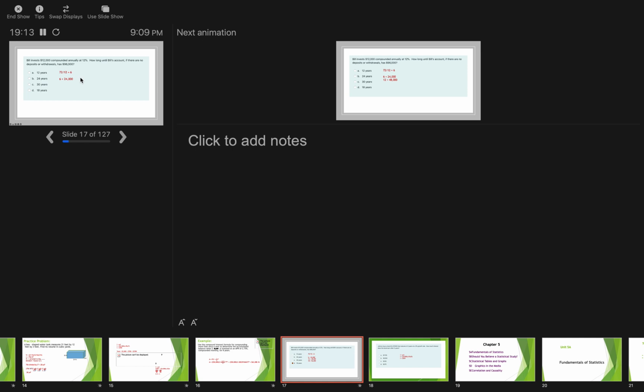Every 6 years it doubles. So we start with 12,000. 6 years later, and this does not mean greater than, I should have used a different symbol, it becomes 24,000. Another 6 years it becomes 48, because that's what the rule of 72 says, how long to double. Another 6 years, $96,000. So it's going to take 18 years.